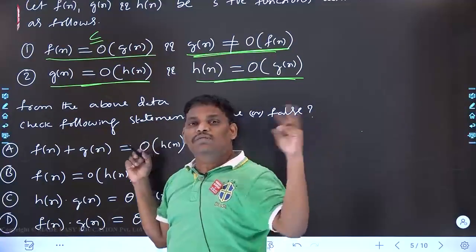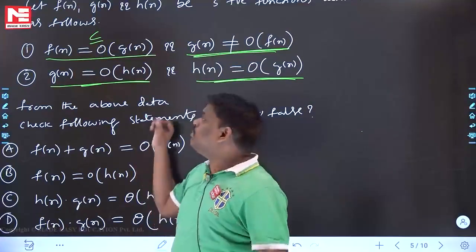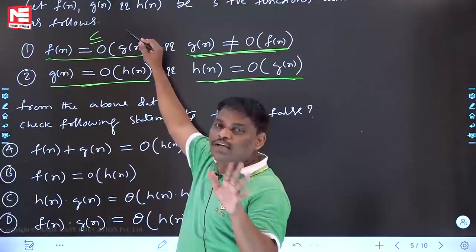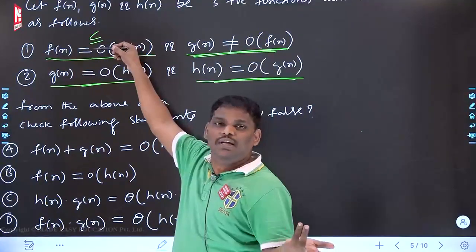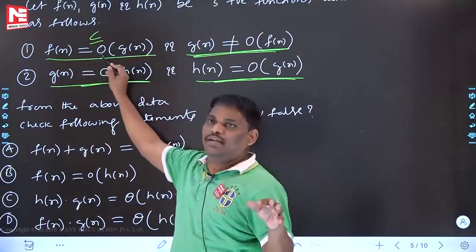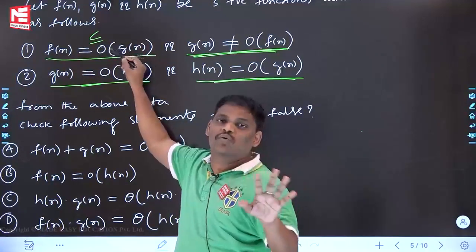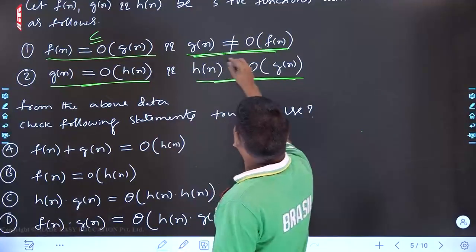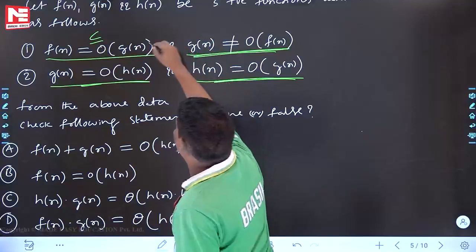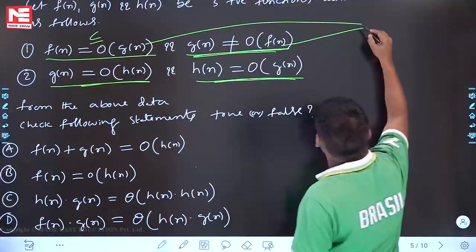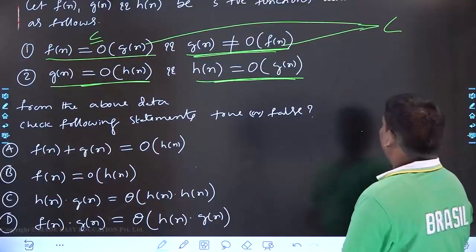F of n is big O of g of n, g of n is big O of f of n, if both are equal. G of n may be bigger or equal, and if the reverse is also true, then both are equal. If the reverse is not true, it is less than. I am in a dilemma, is it less than or equal? See this one, the reverse is not possible, g of n is not order of f of n. If the reverse were also possible, it could have been equal, but because the reverse is not possible, it is less than.